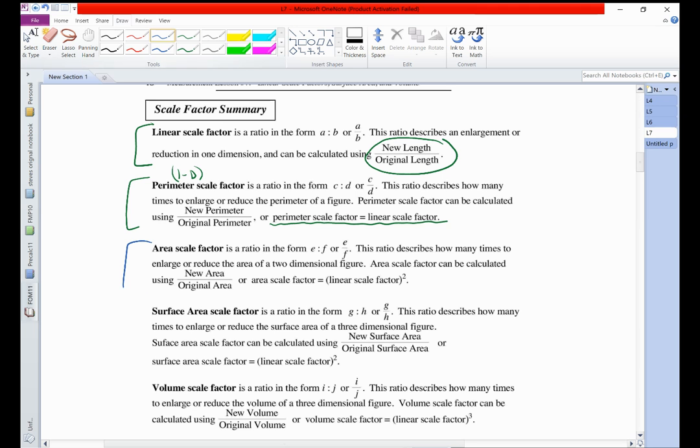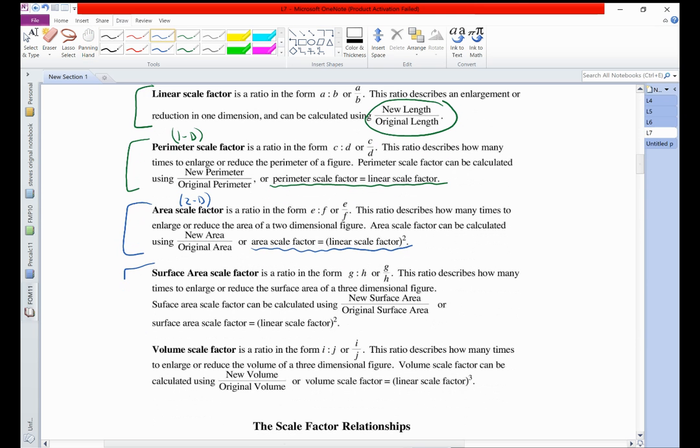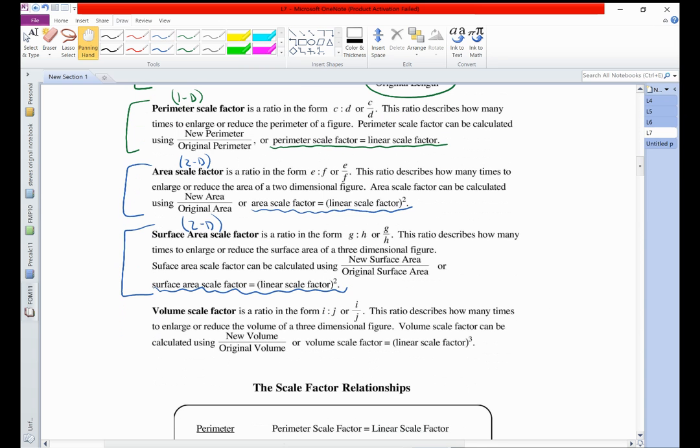Then we moved into area scale factor, and we know that area scale factor is linear scale factor squared, because now we've moved into a two-dimensional measurement. And then we looked at surface area scale factor very briefly, because it's actually the same thing as area scale factor. So again, we're in a two-dimensional measurement. And last but not least, we looked at volume scale factor, which is the linear scale factor cubed, because we are in a three-dimensional measurement now.